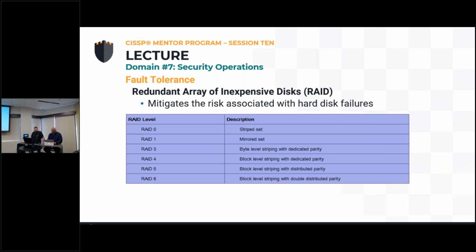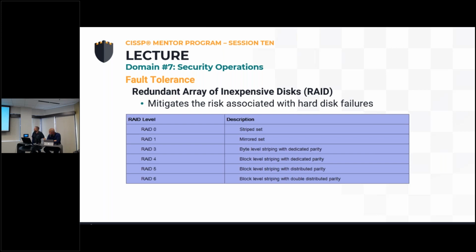We need to know these types of RAID. You will need to know the difference on these. Redundant array of inexpensive disks. With RAIDs, if you're not technical, you just have to memorize it. If you're technical, hopefully this is easy for you. But yeah, RAID 0 stripe set. We're just striping the data across 2 disks. Mirrored set, we're writing a copy to 2 disks. So you have the same thing on 2 different drives.